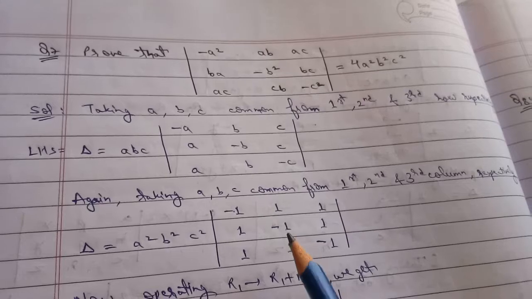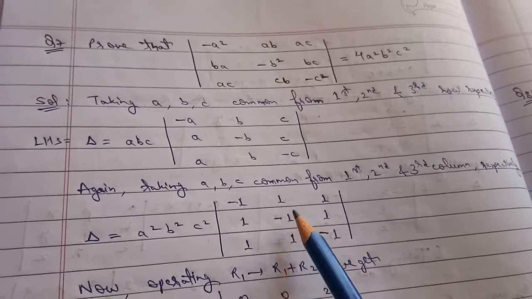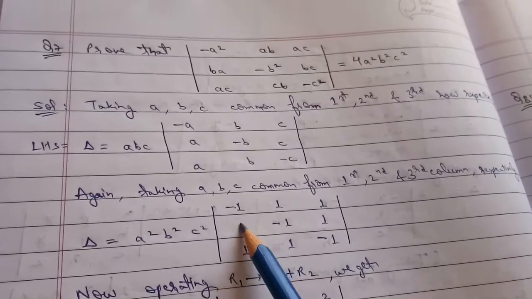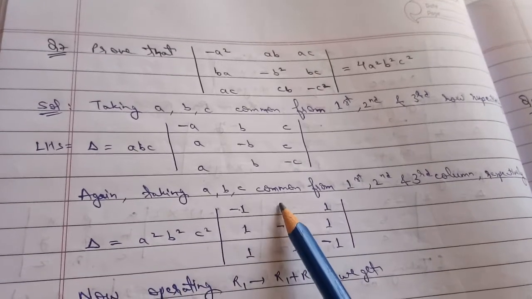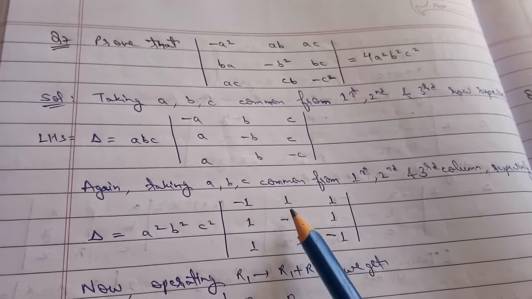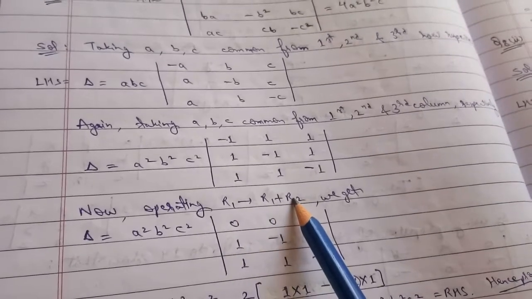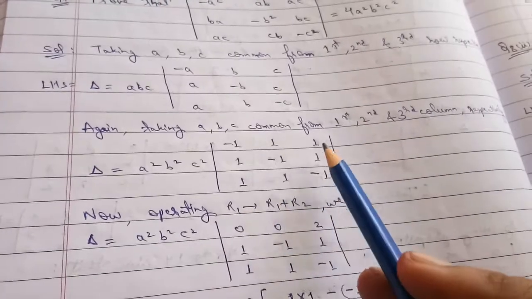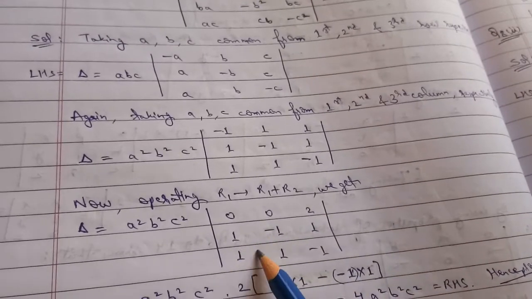Now we can see that here is minus 1, here plus 1, here plus 1, minus 1. If I operate row 1 as row 1 plus row 2, if I add these two rows in place of row 1, what will I get? I will get here 0, here also 0. That means in the calculation I don't have to open all of the determinant's value. So operating row 1 as row 1 plus row 2, what will we get here? 0; minus 1 plus 1, 0; 1 minus 1, 0; 1 plus 1, it will be 2. So only row 1 will change, row 2 and row 3 will remain the same.